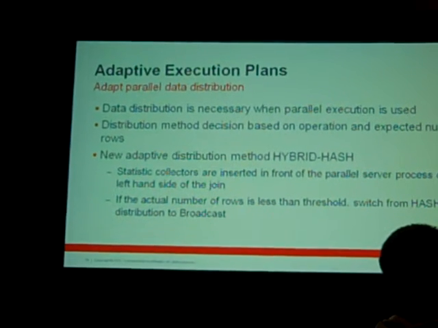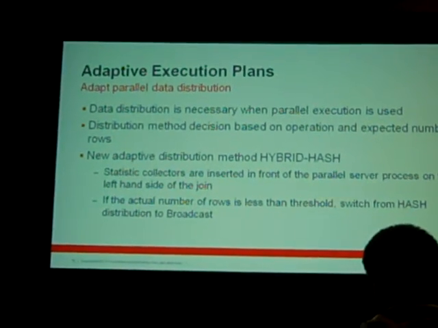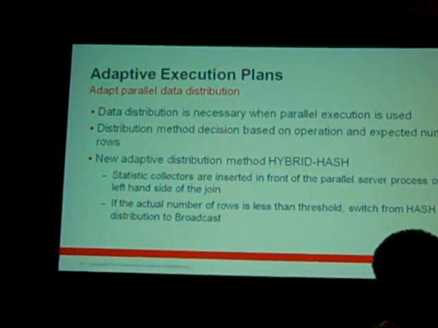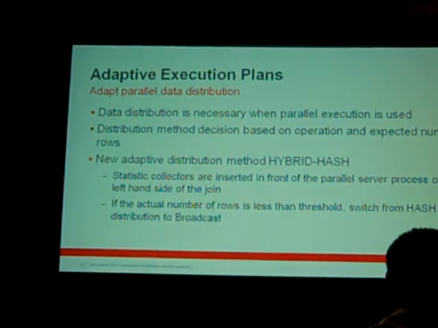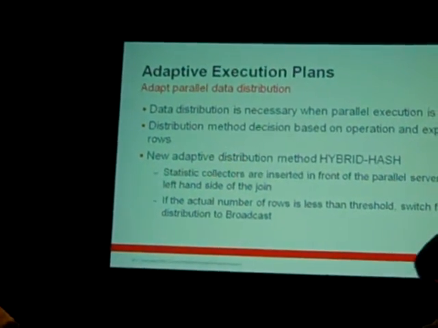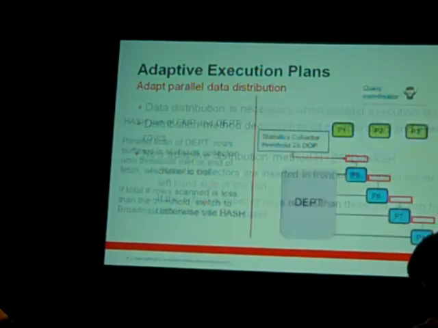It's called a hybrid hash data distribution, and what that means, just like before, is we are going to be monitoring the number of rows that need to be distributed using the same statistics collector that we saw before. And if we realize that there are a lot more rows coming out, we're going to be able to switch the distribution method and change that on the fly.